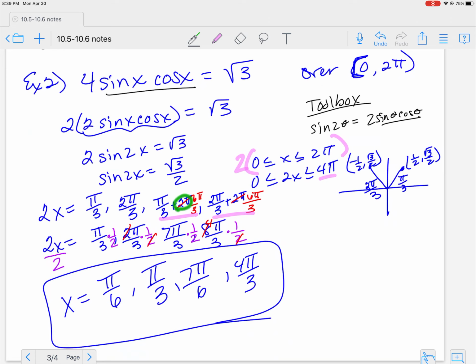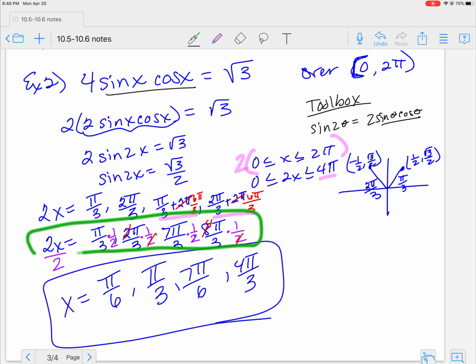Now, when you add 2 pi to this, you just get that common denominator, is all I'm doing here. So pi plus 6 pi is 7 pi. 2 pi plus 6 pi is 8 pi over 3. And that's what you get for 2x. 2x is in the blue here. So focus on that blue for a minute.